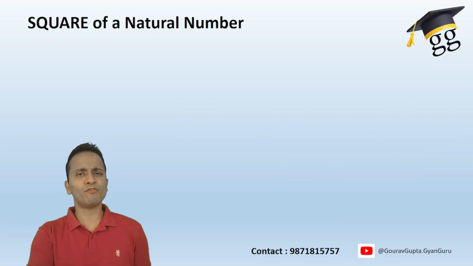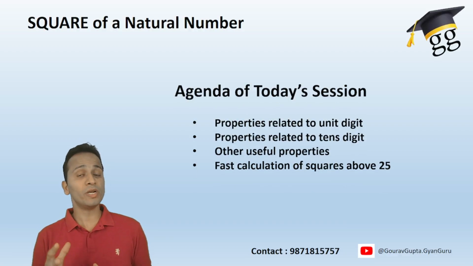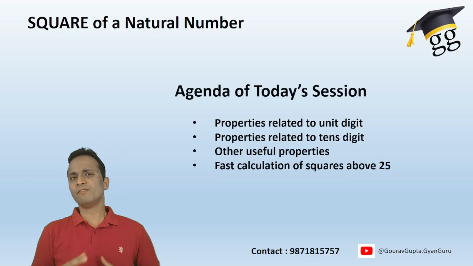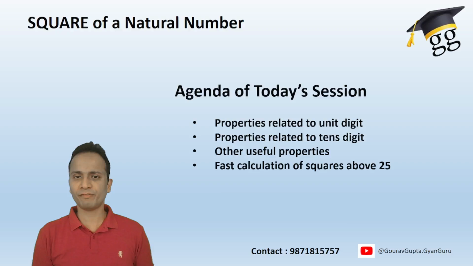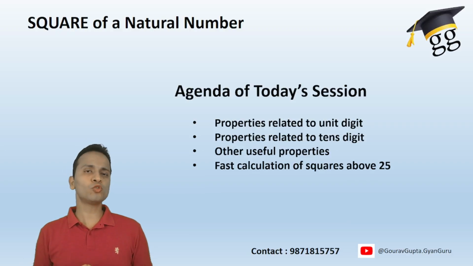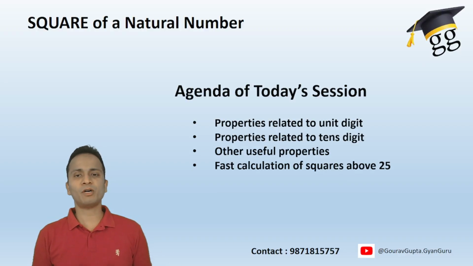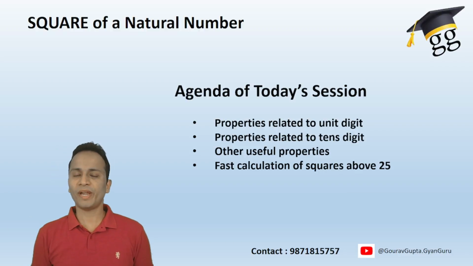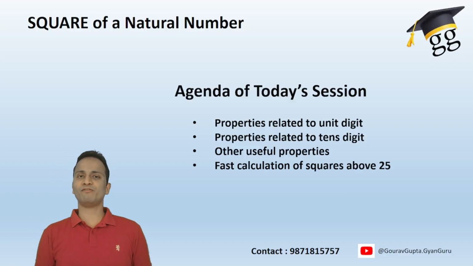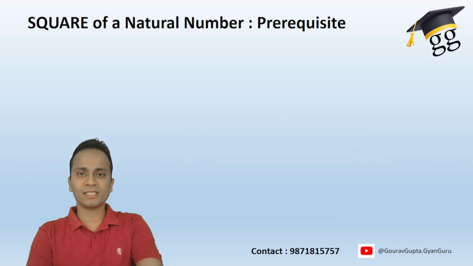Now, the agenda that I'll be following in this session will be, I'll start with properties related to the unit digits of perfect squares. Then we'll talk about properties which are related to tens digit or the last two digits of a perfect square. Then talking about other useful properties like number of factors, which will be helpful as a shortcut in many questions. Then we'll talk about faster calculations of the squares of some numbers which are above 25. So this will be the agenda that I'll be following in today's session. So without any delay, let's begin with this session.